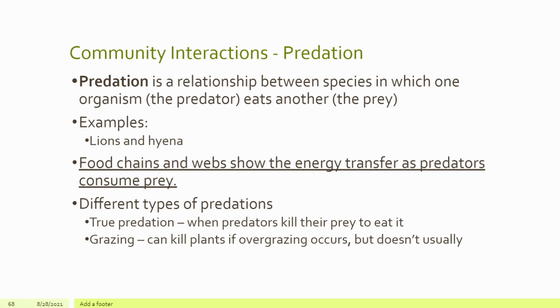And there's different types of predation. True predation is when a predator kills their prey in order to eat it, whereas a grazing type of predation is a type that can kill plants if overgrazing occurs, but usually doesn't. So that's actually a primary consumer that doesn't have the goal of killing a plant, but if it overdoes it, can result in a type of predation. So a cow could technically be considered a predator.